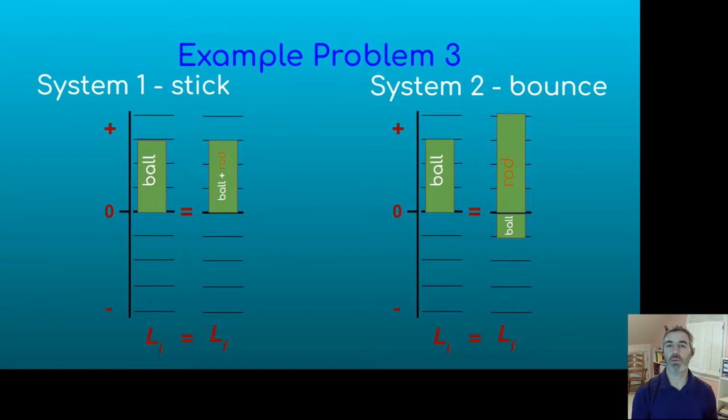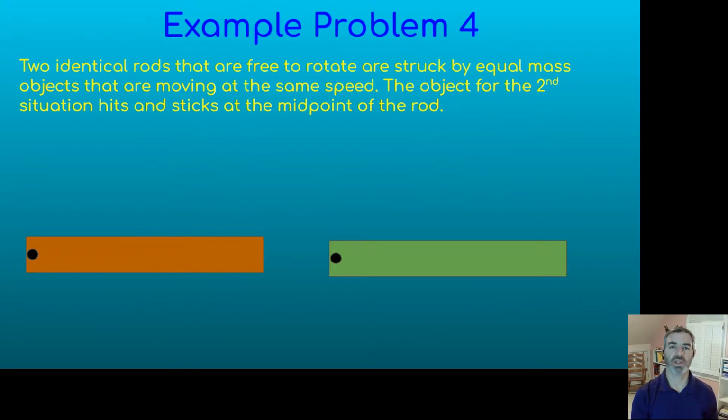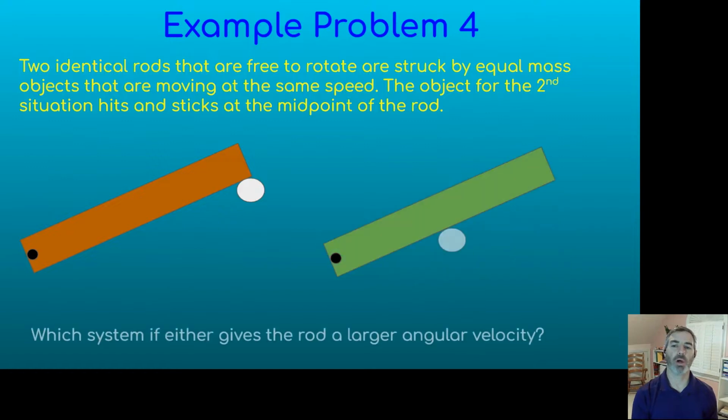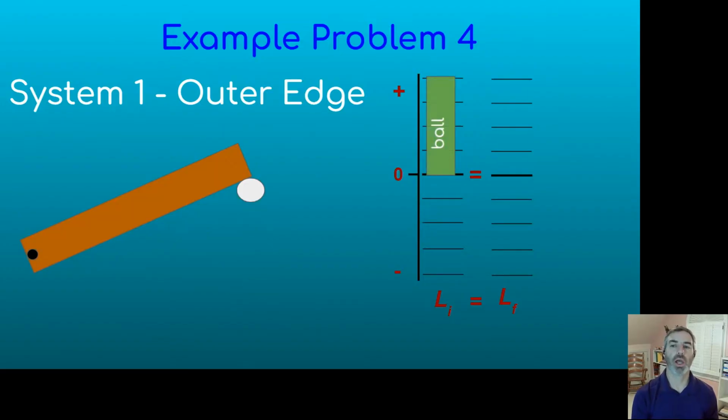All right, we're going to look at a similar situation, except we're going to change it up just a little bit. We're not going to change system one, the rod's going to rotate, but in this case we're going to have the rod rotate and stick with the ball hitting at the midpoint. So which system, if either, gives the rod a larger angular velocity? Well, again, we're going to look at a momentum bar chart. We've already drawn this momentum bar chart. We have the ball with an initial angular momentum and the ball and rod stuck together at the outer edge.